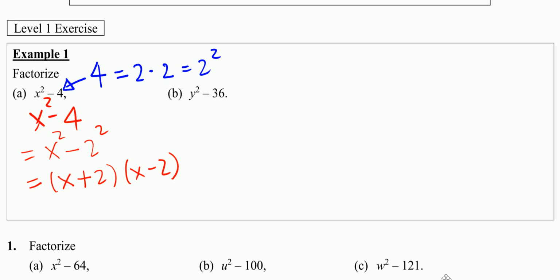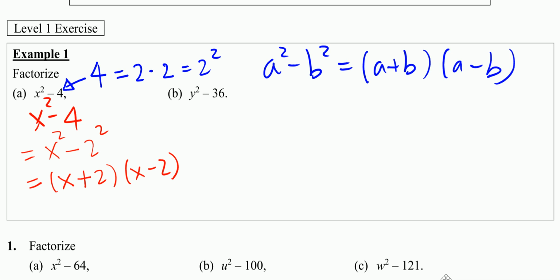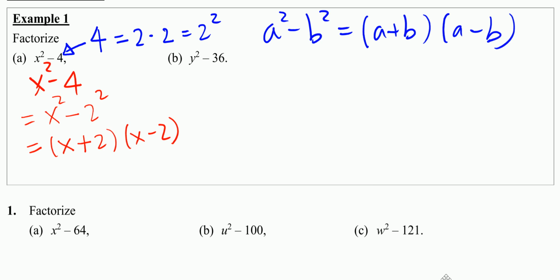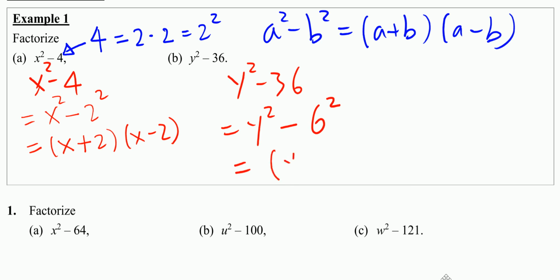Let me write once again here, to revise the format for you. And for the second one, y squared minus 36, similar. As we know, 36 is equal to 6 times 6, that is 6 squared. Then follow the identity: y plus 6, y minus 6. Such is the format, and we are finished with the problem.